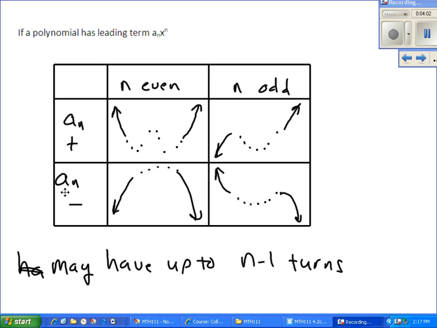Now, if the leading coefficient is negative, and it's an even degree, it'll be decreasing on both the left and right-hand sides, whereas with the odd degree, it'll be increasing on the left, decreasing on the right. And the function will have up to n minus 1 turns. Like with a parabola's degree 2, to subtract 1 would be 1 turn, and we see that with parabolas. They always have 1 turn as they go from increasing to decreasing or decreasing to increasing.